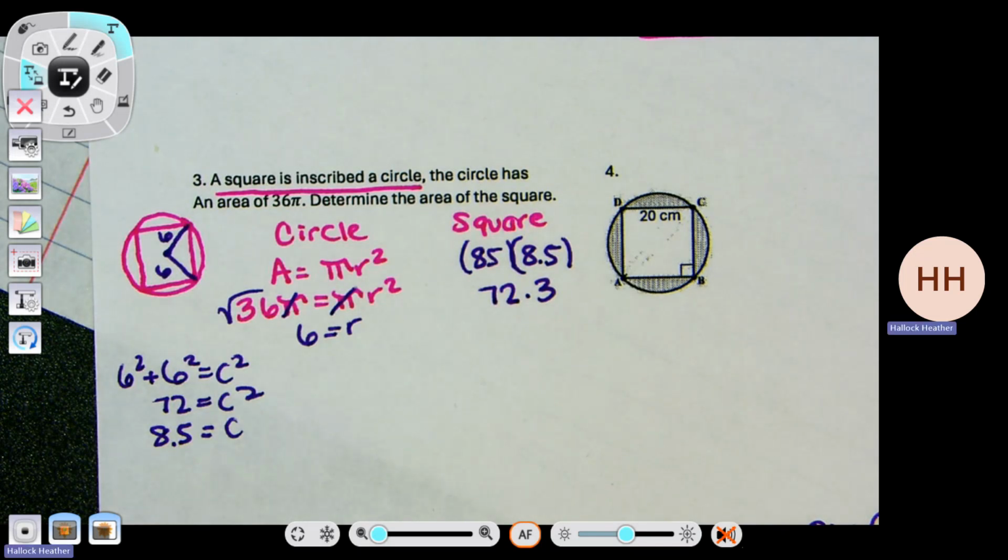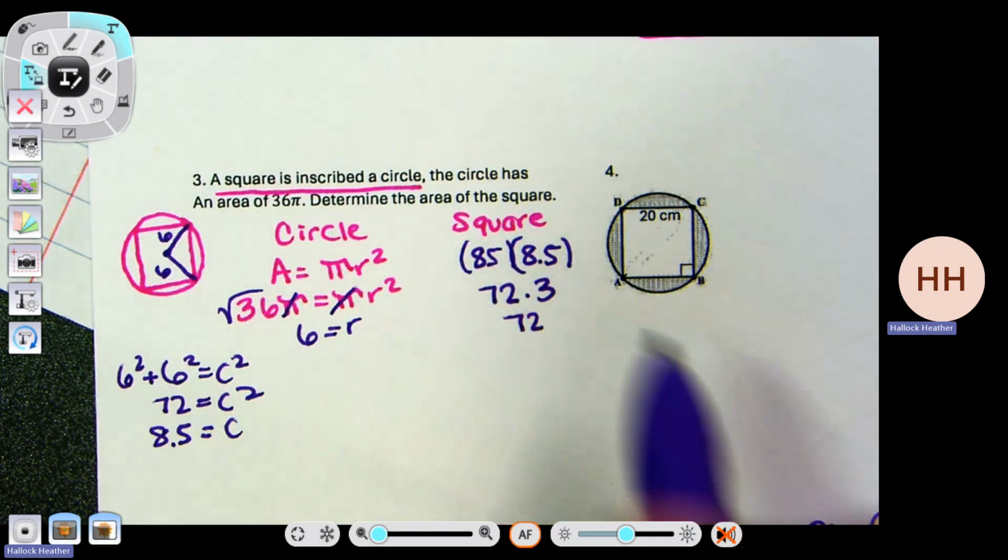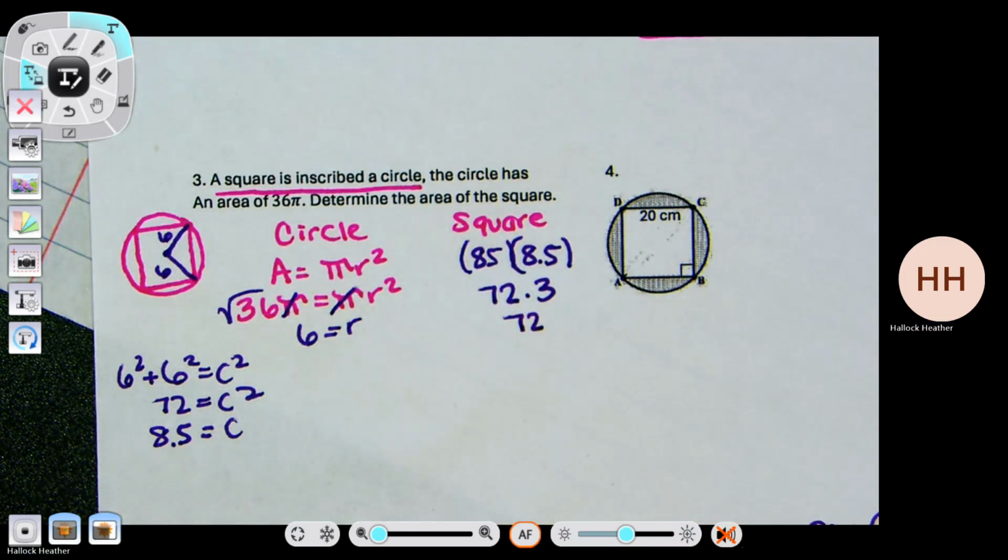And if it doesn't say what to round to, then you're rounding to the nearest whole number. So this would be 72. So if it doesn't say round to the nearest 10th, round to the nearest 100, just round to your nearest whole number.